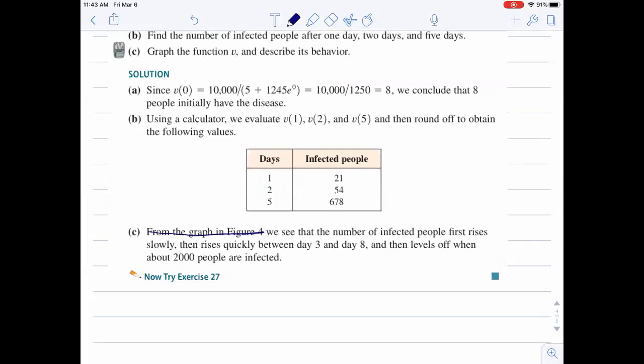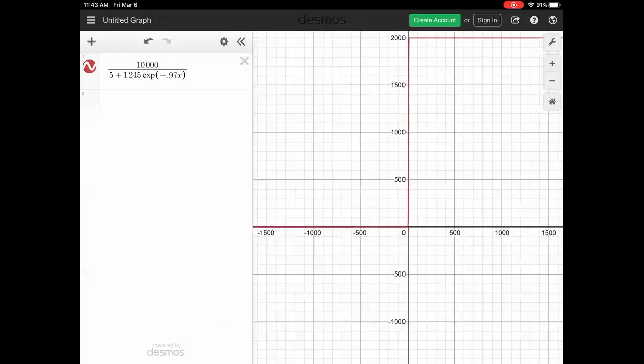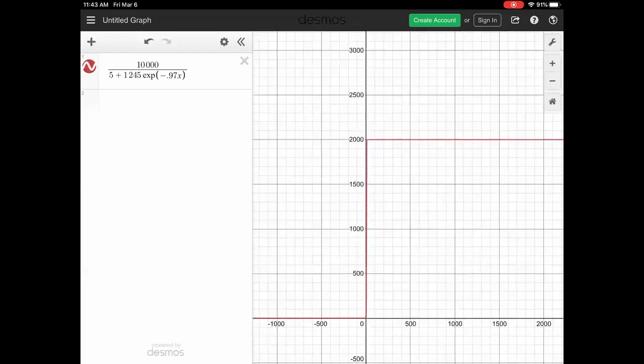Let's zoom out to 2,000 people. Up, up, up. So what happens? I said 10,000, but that's the population. Not everyone's going to get sick, and so it's going to plateau at 2,000. So how do we figure out that behavior, as t gets larger and larger and larger?